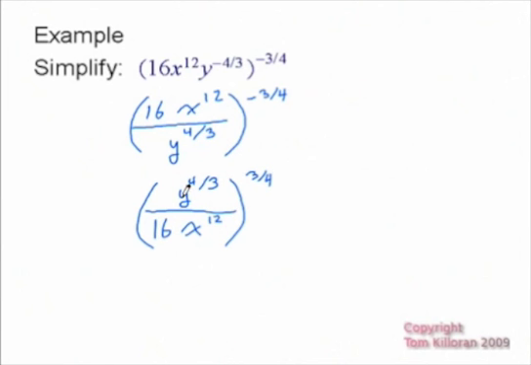So here we're going to get y to the 4/3 raised to the 3/4. Power to a power, you multiply. And when you do 4/3 times 3/4, what happens is kind of neat. The 3's will cancel, the 4's will cancel, and you'll be left with just 1. So this will become, move it up here, just y in the top.